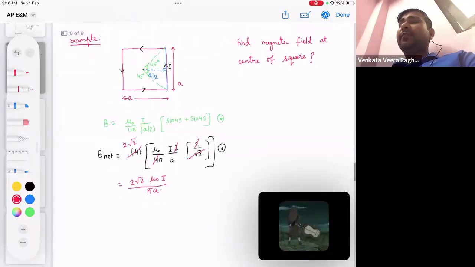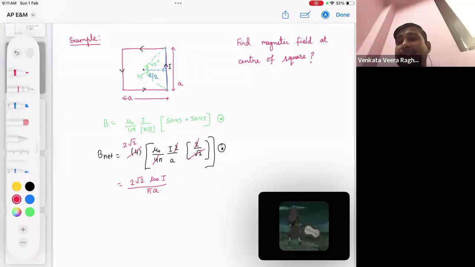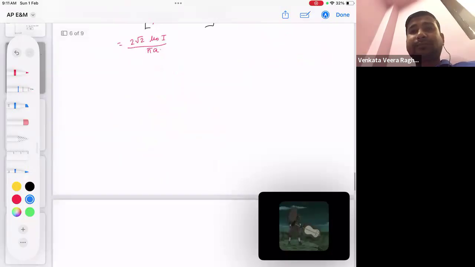The same question can come for an equilateral triangle. In a similar way the answer will come, isn't it? In the equilateral triangle, we should calculate the field due to one side, and then multiply it by 3 to get the net magnetic field. Okay, let's take one more example.